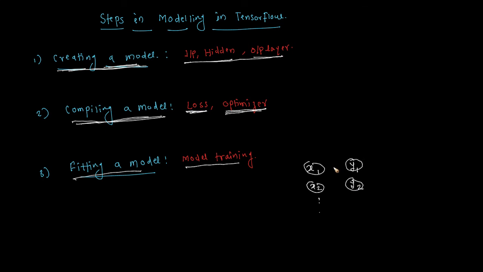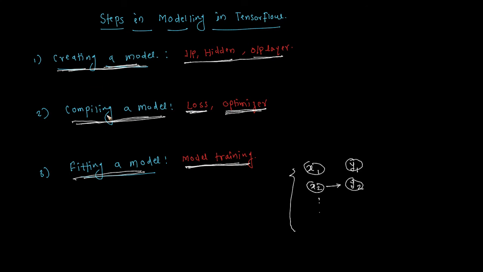So what will happen with this? With this, the model will try to discover the patterns in the data, right? That means the relationship between input and output. That is called pattern finding. So the model will try to find the pattern in the data. It will try to find the relationship between input and output, right? So we train. That is called model training, right? So that is the third step. Fitting a model means we train the model here, right?